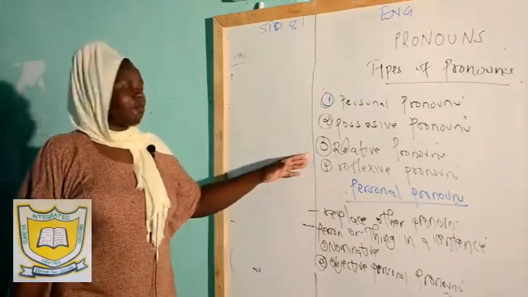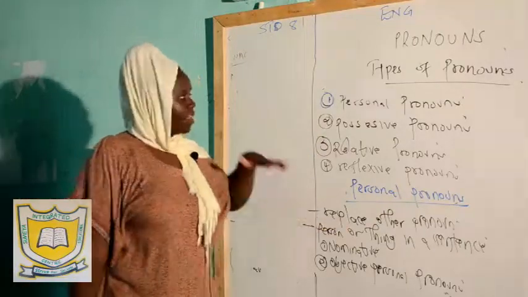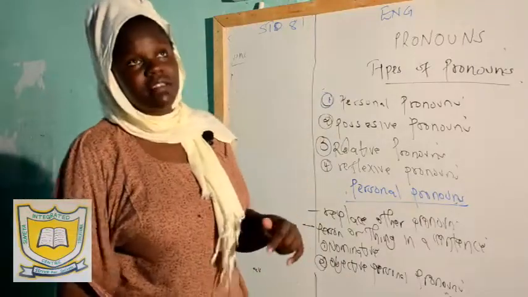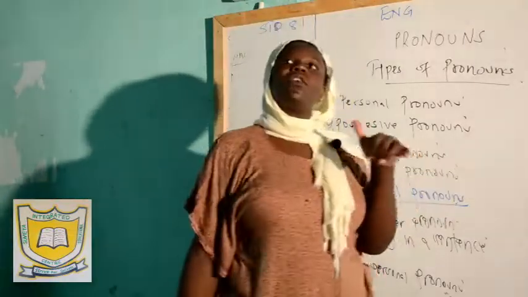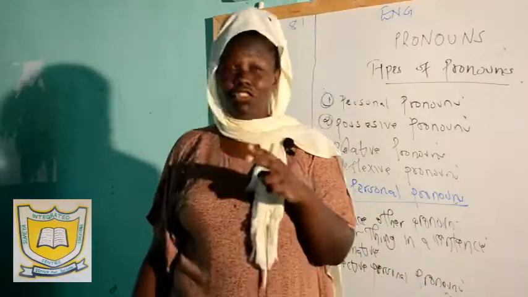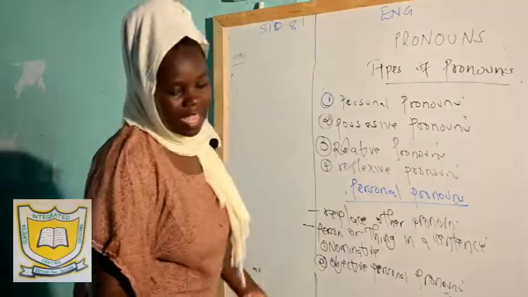First, you have types of pronouns: personal, possessive, relative, reflexive. Let's deal with personal pronouns. Personal pronouns replace other pronouns or a thing or person in a sentence. They are further subdivided into two groups: nominative and objective pronouns in a sentence.